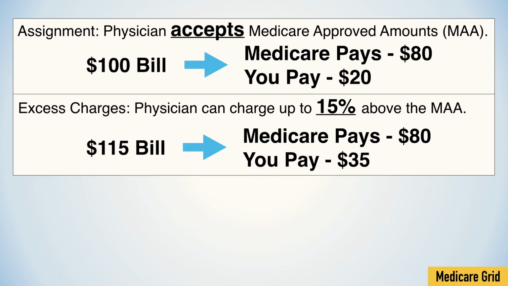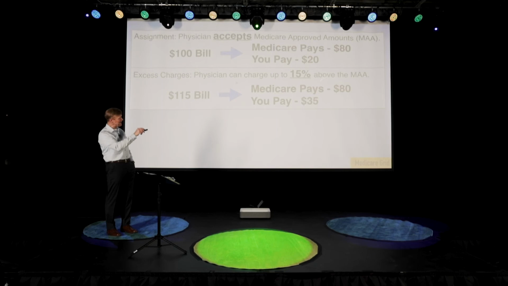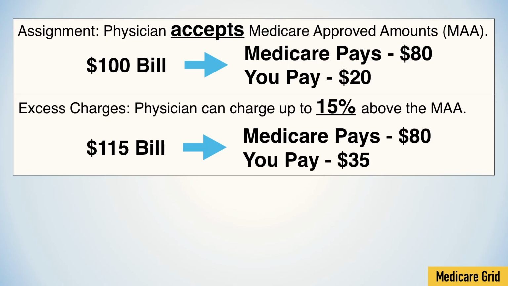But let's say you go to a cardiologist that doesn't take assignment, that adds the 15% to the bill. Now we have a $115 bill. Notice Medicare is not going to change what they're going to pay. Their 80% is tied to the original fee for service. What has changed is what you pay. You pay 20% coinsurance and 15% excess charge. Okay, so instead of 20, you pay 35.